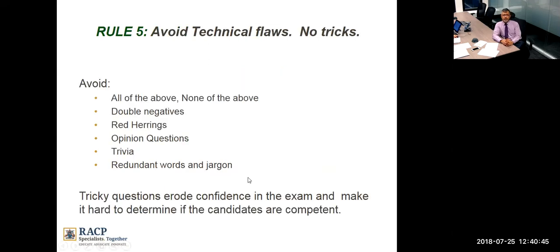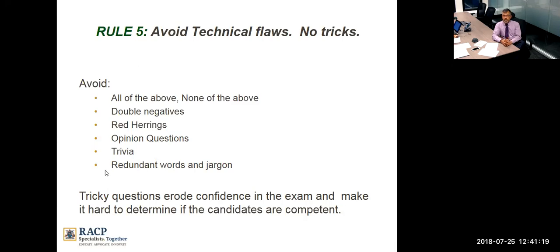Next, please. A couple of things to avoid with regard to technical flaws. I mentioned all of the above. What happens with all of the above questions is, let's say somebody knows that A is correct and C is correct, it reduces your ability to test what you're testing. Whether or not you knew anything about B in that circumstance, you know it's all of the above, so it must be true. There's a whole series of different logical tracks you can follow for all of the above. So do not use all of the above on questions.